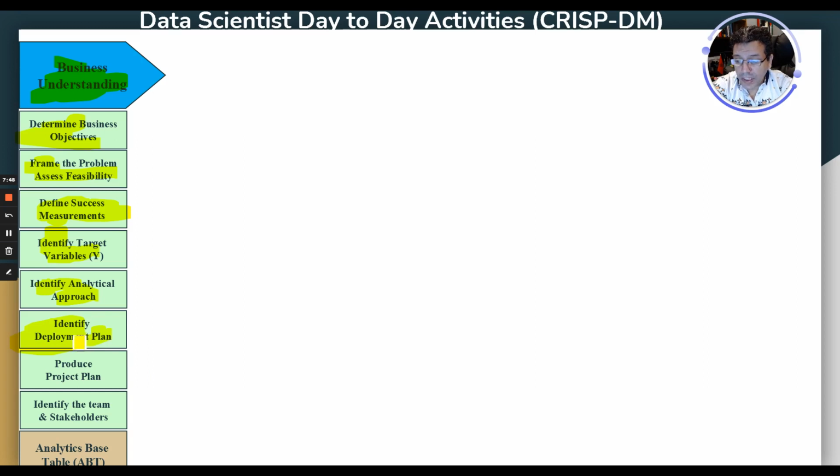Then we learned that we need to identify a deployment plan if there is going to be any deployment. Otherwise, as I mentioned earlier in one of the sessions, it's been studied and surveyed that 70% to 80% of analytical projects fail because either you misunderstood something at the beginning, or you were not prepared for the end of the project.